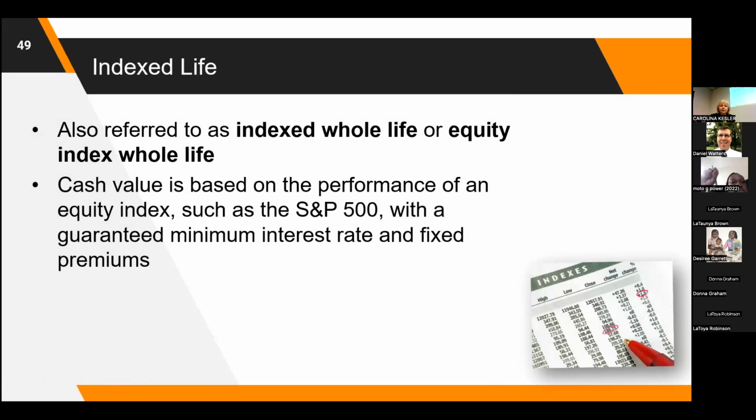Indexed life is also referred to as indexed whole life or equity index whole life. Cash value is based on the performance of an equity index, such as the S&P 500, with a guaranteed minimum interest rate and fixed premiums, but it's going to pay whichever is higher or whichever is greater. So anytime you see higher or greater, you know it's going to be your answer. Don't even worry about the rest of it, right?